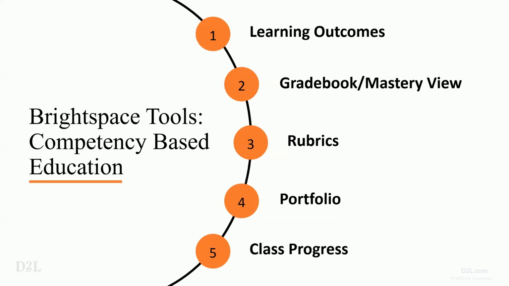First up, learning outcomes. These will help you define specific outcomes within Brightspace. They'll align to course objectives and ensure that each learning activity is assessed and mapped to clear and measurable outcomes. Then we have Mastery View. When you enable the Mastery View in Brightspace, it gives instructors and students a clear view of their outcomes across their course. It also helps instructors to identify areas where students are excelling or where they may need additional support.